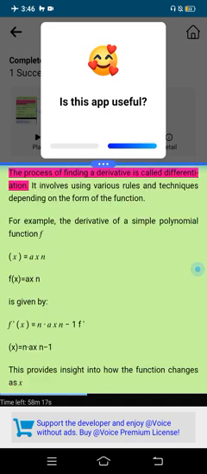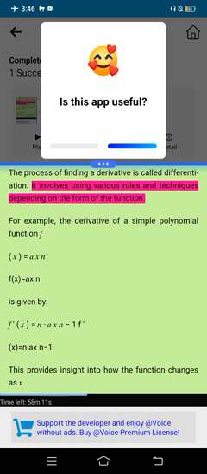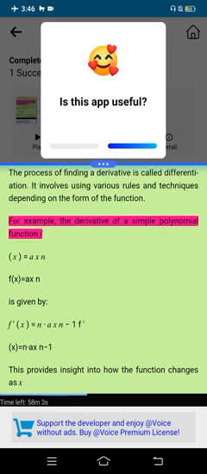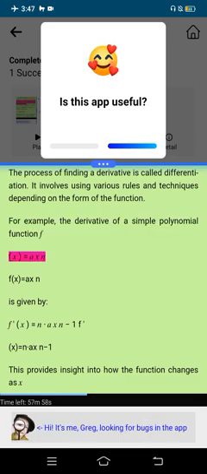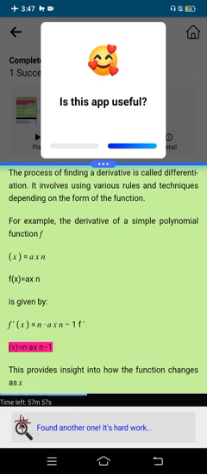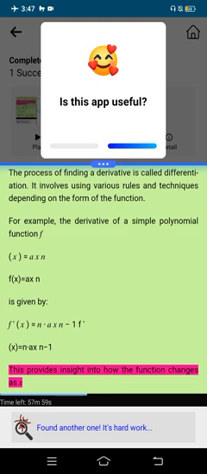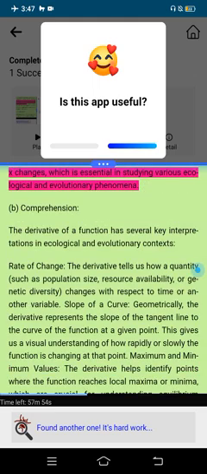The process of finding a derivative is called differentiation. It involves using various rules and techniques depending on the form of the function. For example, the derivative of a simple polynomial function f(x) = axⁿ is given by f'(x) = n · axⁿ⁻¹. This provides insight into how the function changes as x changes, which is essential in studying various ecological and evolutionary phenomena.